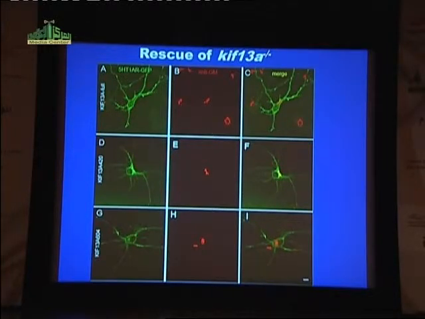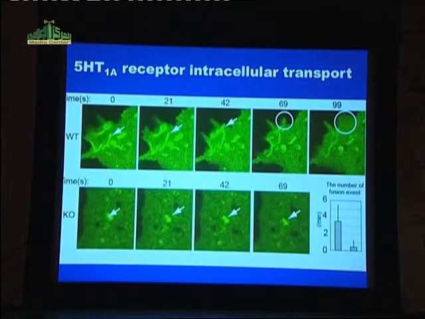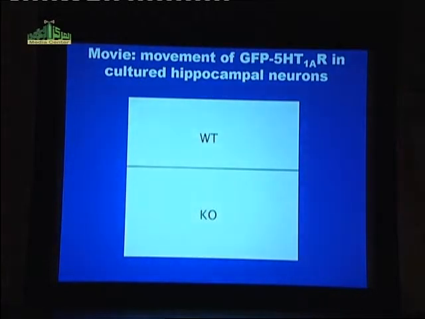If you express the full-length KIF13A, you can rescue the expression of the receptor, but the motor domain alone cannot rescue. If you express the motor domain plus the FHA domain, then you can rescue this phenotype. And plus, I can show you the video.